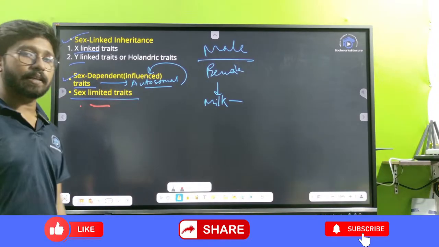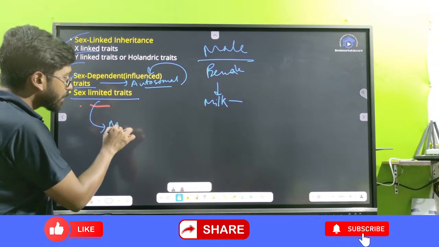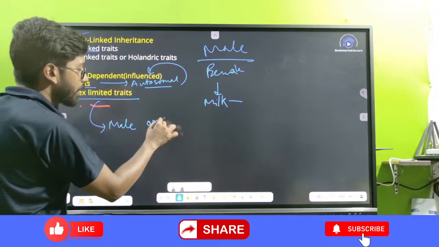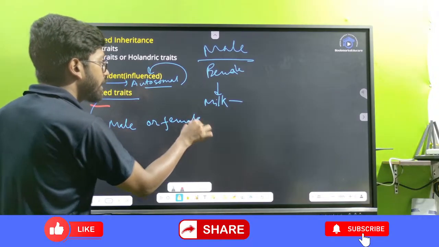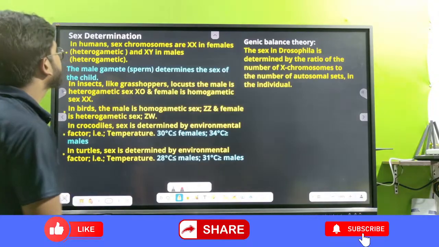Then there are sex limited traits. These are specific to either male or female only. You cannot see these characters simultaneously. Got it? Let's move on.